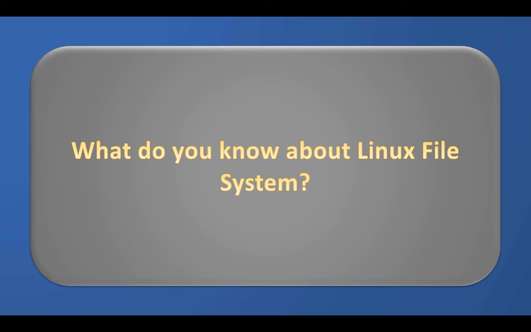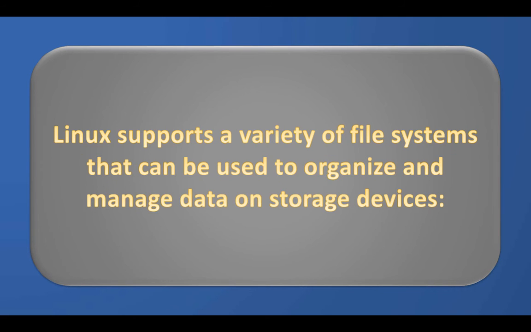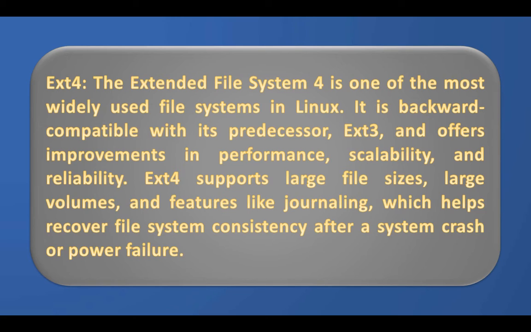What do you know about the Linux file system? Linux supports a variety of file systems that can be used to organize and manage data on storage devices. The Extended File System 4 is one of the most widely used file systems in Linux. It is backward compatible with its predecessor, ext3, and offers improvements in performance, scalability, and reliability. ext4 supports large file sizes, large volumes, and features like journaling, which helps recover file system consistency after a system crash or power failure.